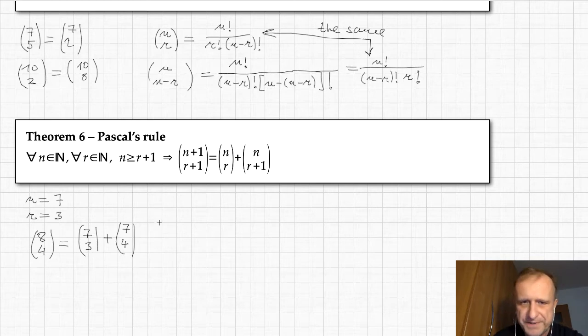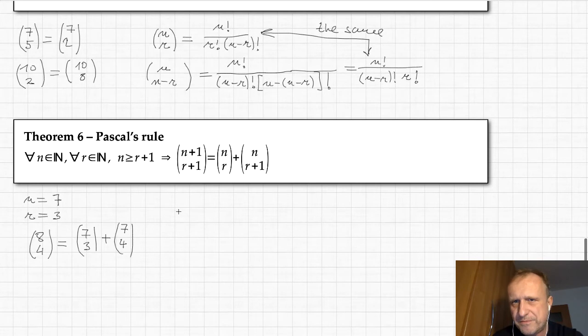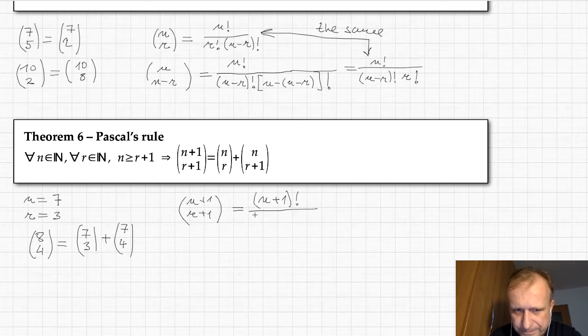Okay, so to prove it, what we need to do is to show that the left-hand side is equal to the right-hand side. And this can be achieved in numerous ways, but I'm going to use the definition again. So let me try to evaluate n plus 1 choose r plus 1. If I want to evaluate this, I will use the definition. According to it, it's n plus 1 factorial over r plus 1 factorial times, and now I need to have n plus 1 minus r plus 1, which should be in brackets, however.